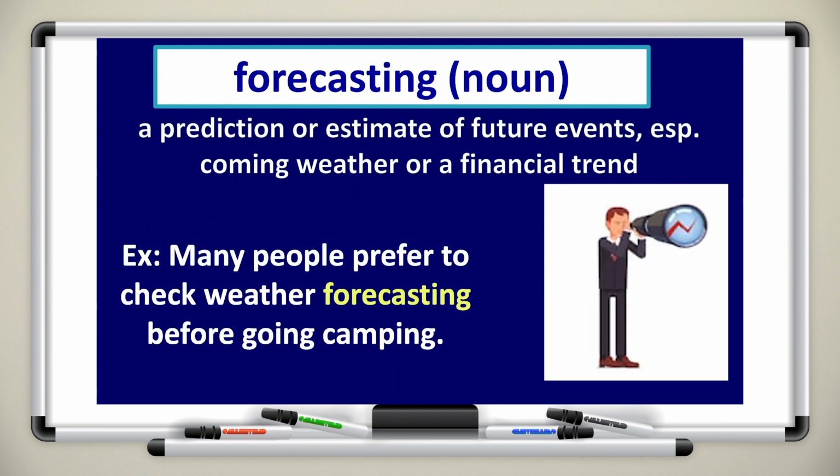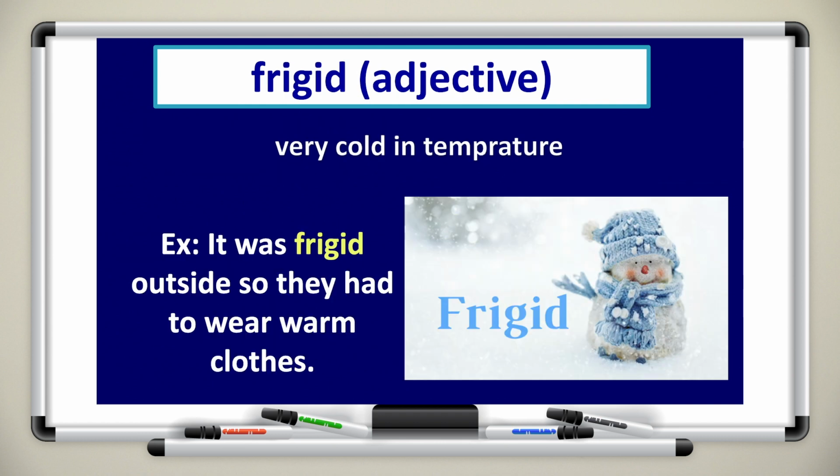Forecasting means a prediction or estimate of future events. Many people prefer to check weather forecasting before going camping. And frigid, look at the picture. Frigid means very cold in temperature. It was frigid outside, so they had to wear warm clothes.